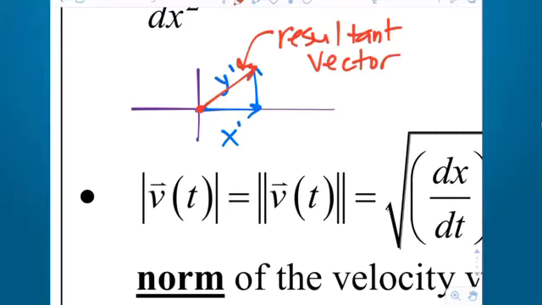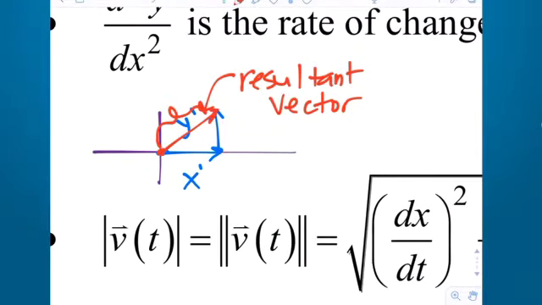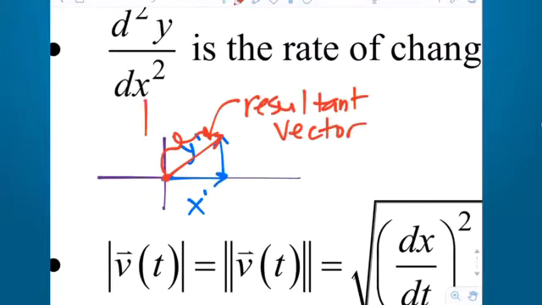So if you have an object that's traveling through space and you break it down into its components, when you add them together, you get, first of all, the distance that it's actually traveling around the curved path, and the length of that resultant vector. That's called the norm, and I'll just use R for resultant vector. That's going to be the speed that it's traveling in that particular direction.